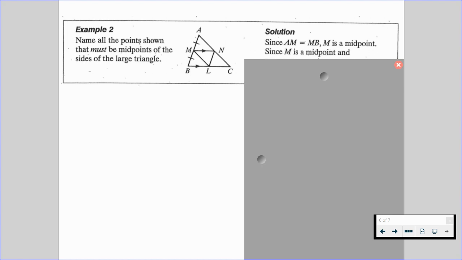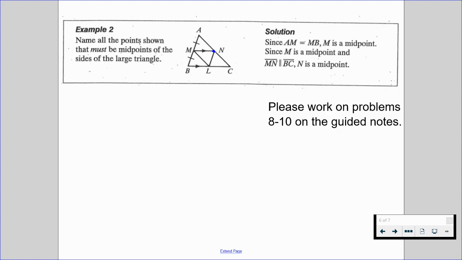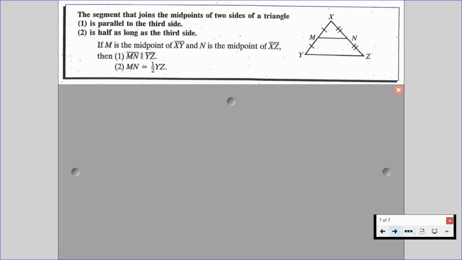Well, M has to be the midpoint since we knew that AM is congruent to MB. M is the midpoint, and MN, as we said, is parallel to BC, which means that N is going to be the midpoint. And that's all that we can justify right now. If we had some more information, we may be able to say more, but given this diagram, that's all we are able to say. With that, please work on problems 8 through 10 on the guided notes and resume when you're ready to go forward.